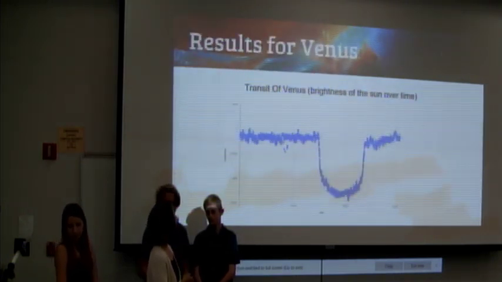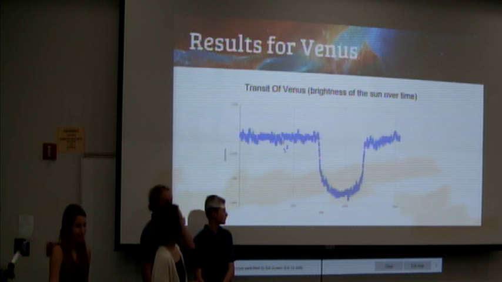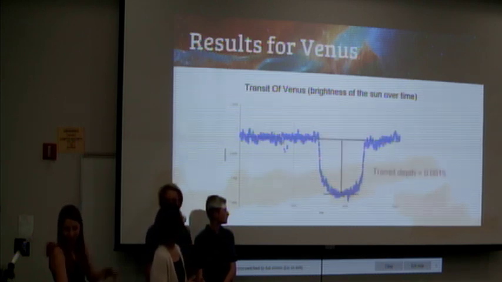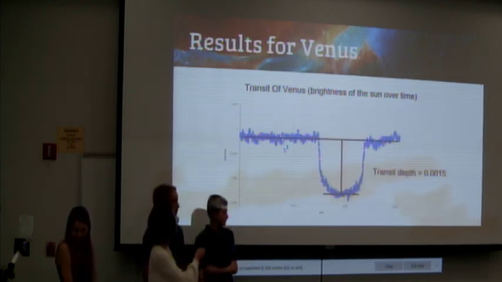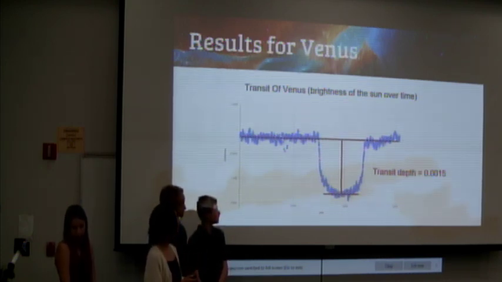So here's our graph. It's a beautiful curve, much different from the one you saw before. This is the calculated transit depth. The depth is about 0.0015 in brightness.